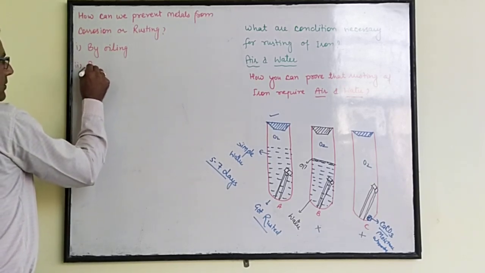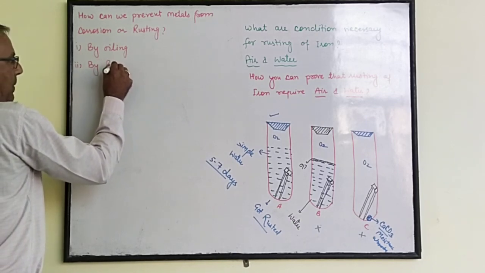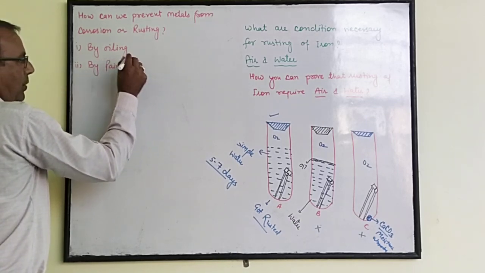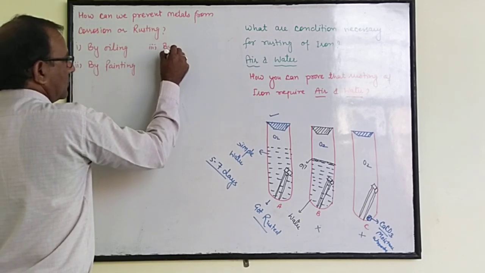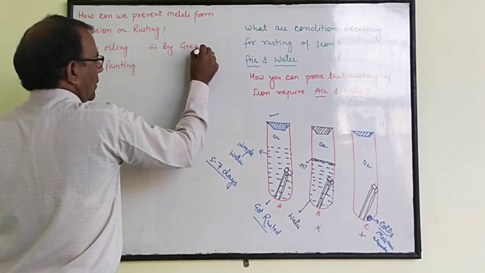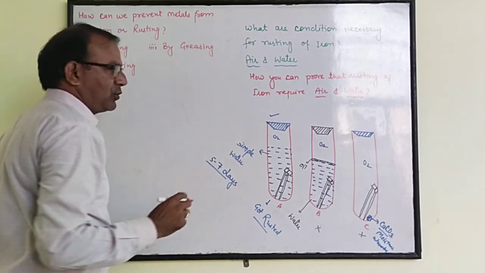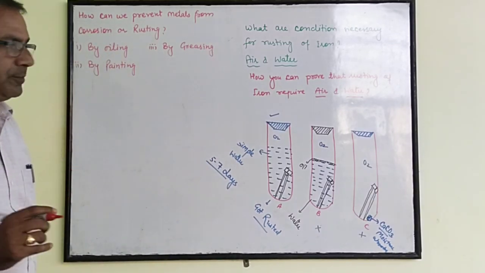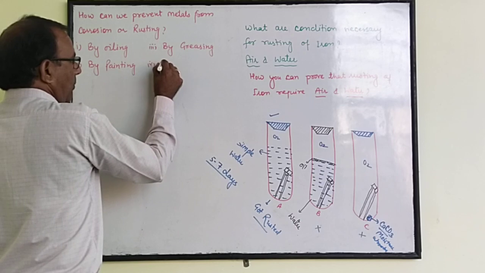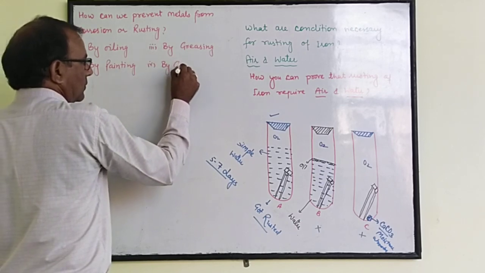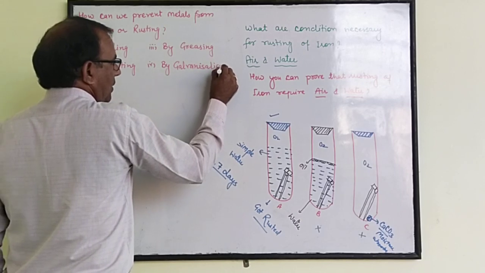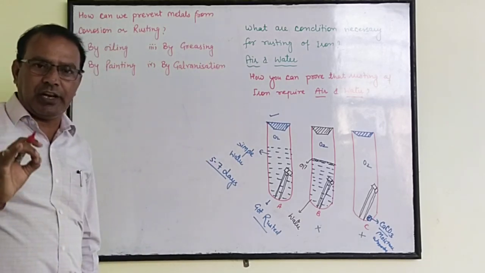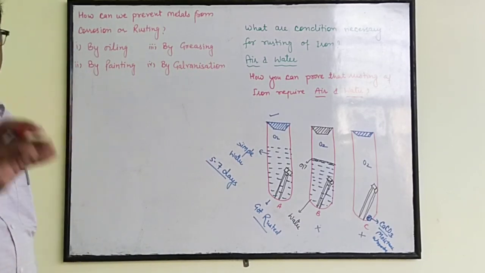By painting, if we paint the metal, it is prevented from oxidation. By greasing, same, grease also acts as an insulator. The next one is galvanization. What is galvanization? A process in which a thin layer of zinc is deposited on iron.